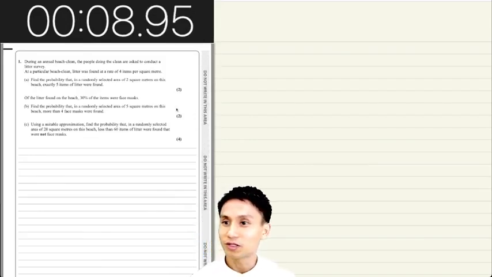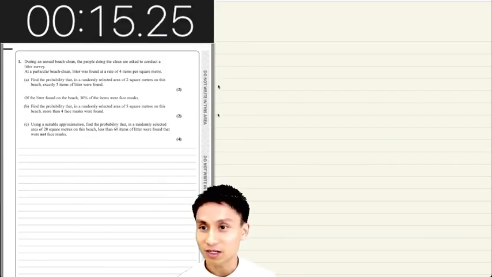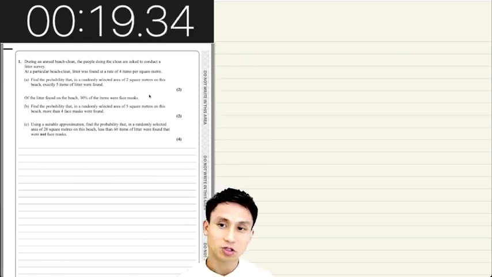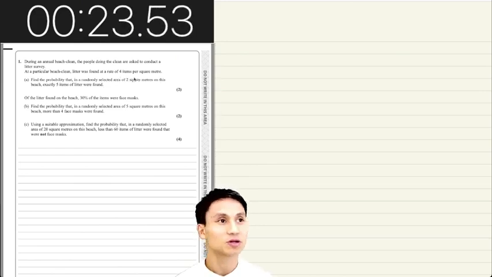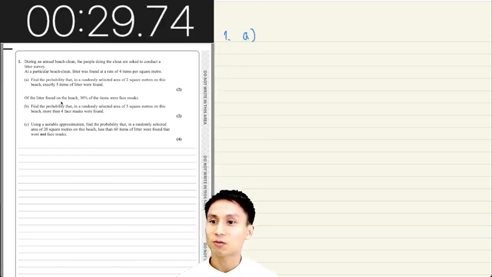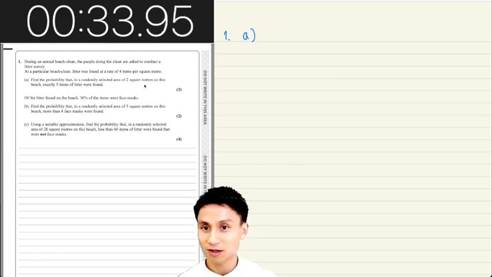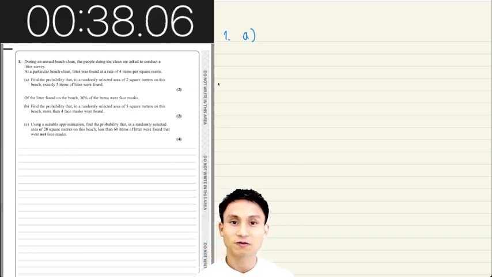Okay, number 1. During an annual beach clean, the people doing the clean are asked to conduct a little survey at a particular beach clean. Litter was found at a rate of 4 items per square meter. So when you see the word rate, rate of something per something, that is indicating a Poisson distribution, right? So number 1 here, A: find the probability that in a randomly selected area of 2 square meters on this beach, exactly 5 items of litter were found, right?